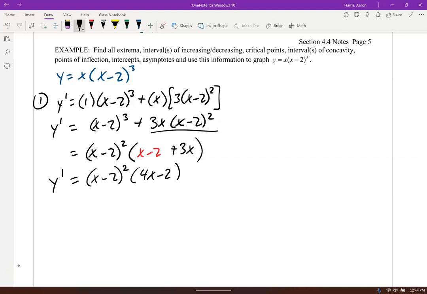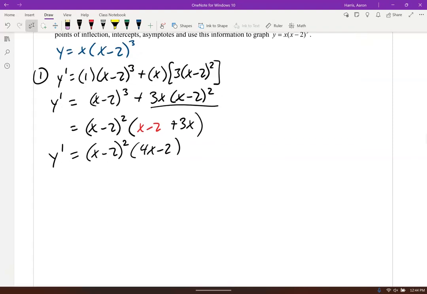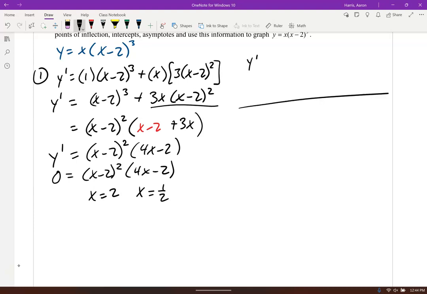And here's our y prime. So y prime is defined everywhere, so I don't have to worry about a critical point where y prime is undefined. But where is it equal to 0? Well, x equals 2, and 4x minus 2 equals 0 gives 2 divided by 4, so we got a half from that one. And we got 2 from that one. So for our y prime test, I'm going to put the 2 on, and I'm going to put the 1/2 on.